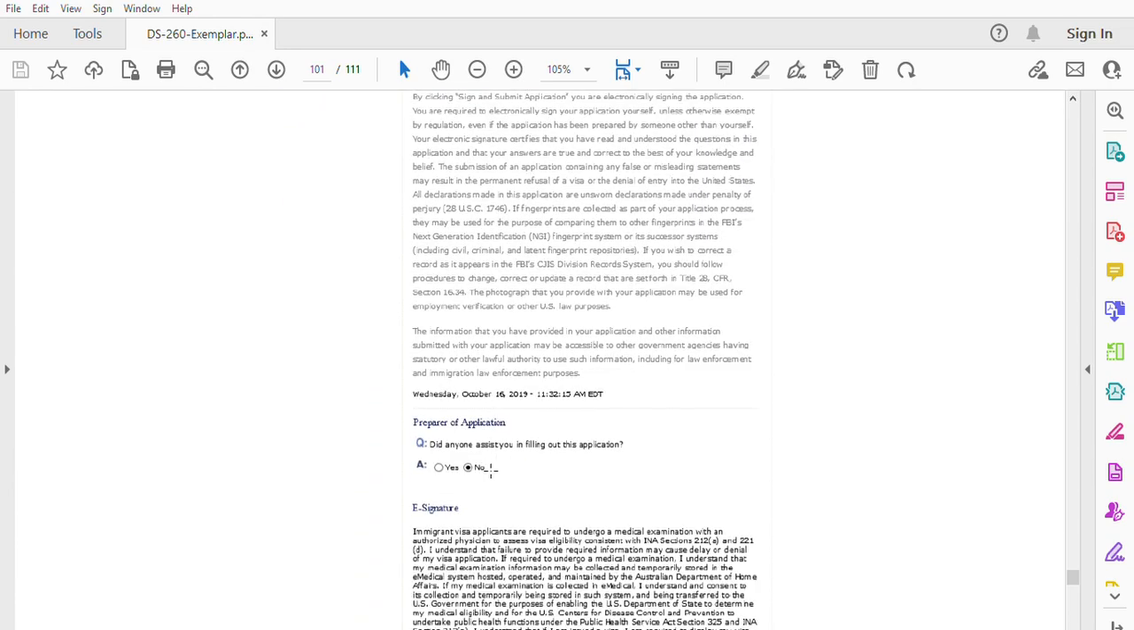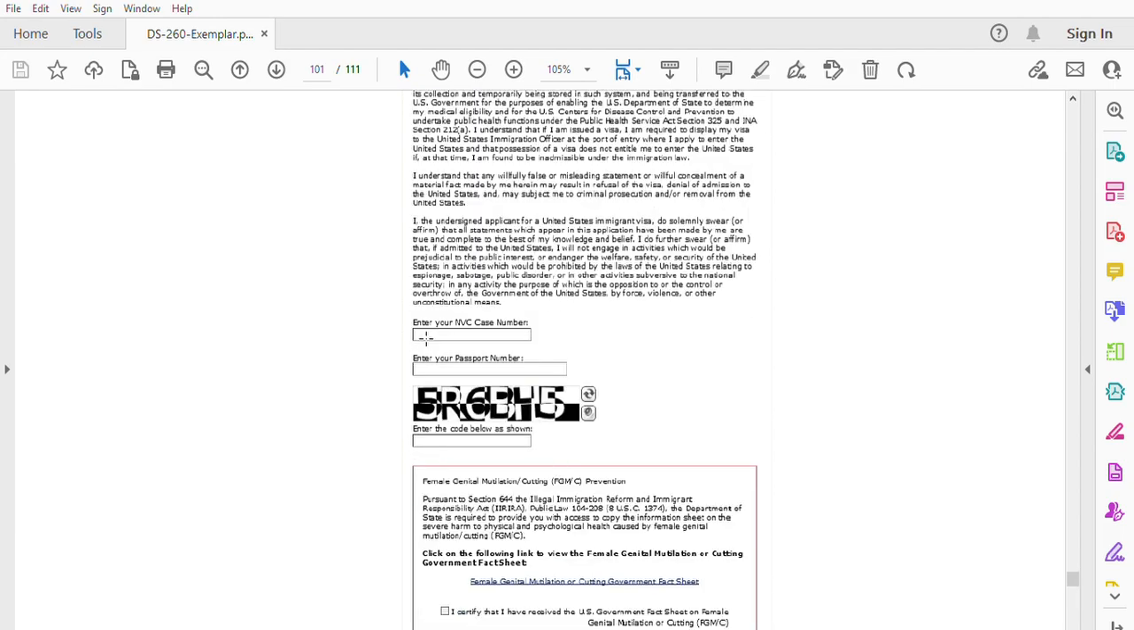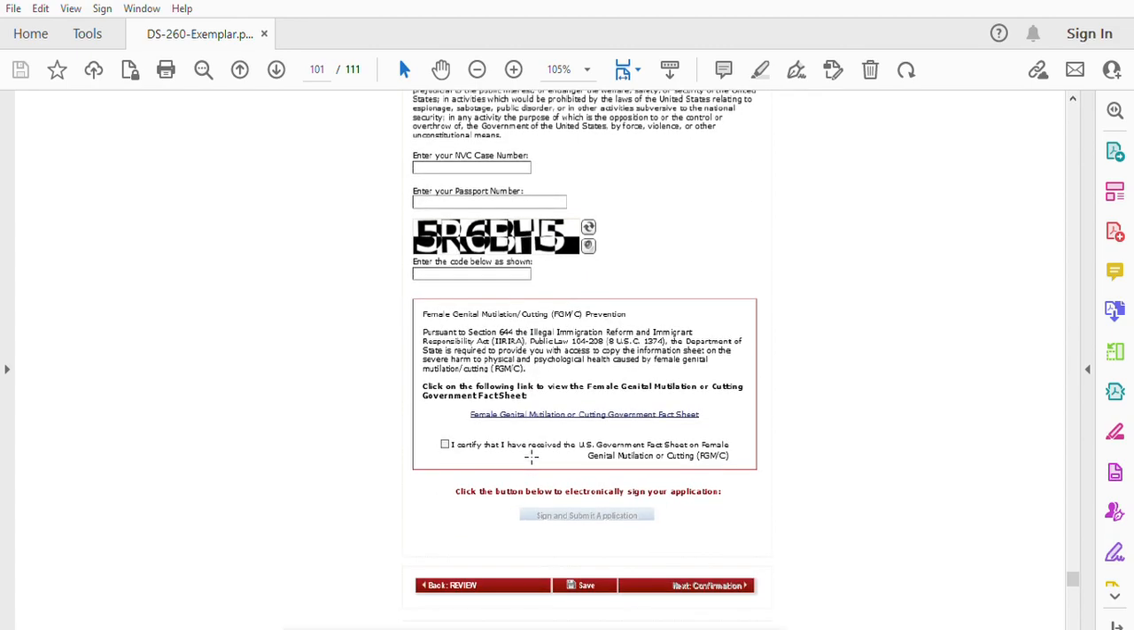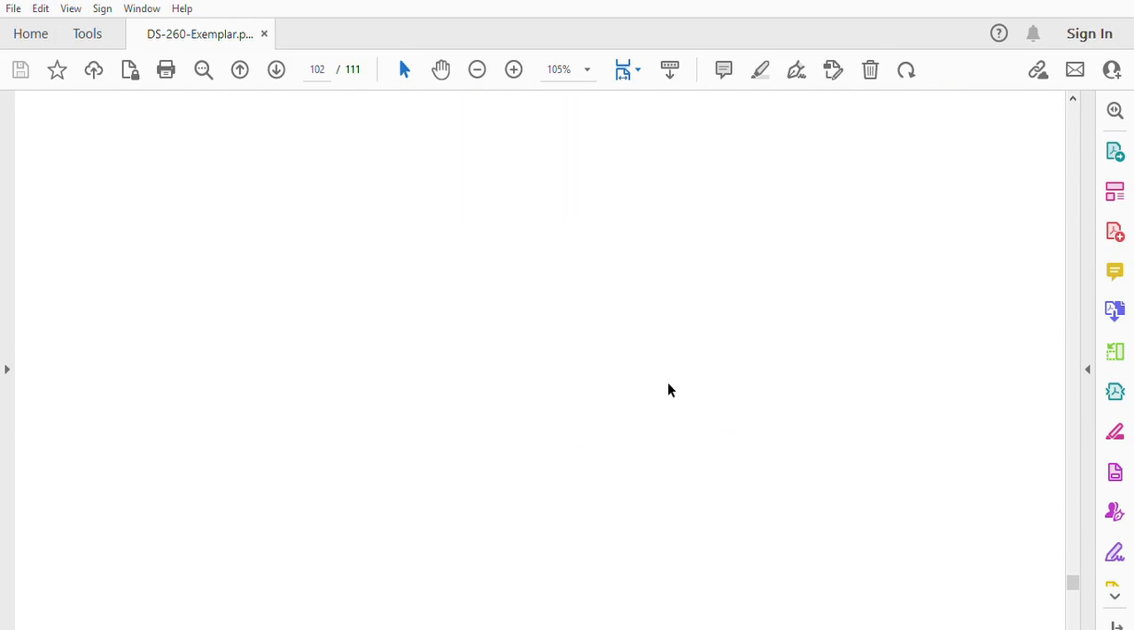Sign and submit. Did anyone assist you in filling out this application? If you say no, you enter the NVC case number, you enter the passport number, and you enter the letters right here, and you go to the next page.